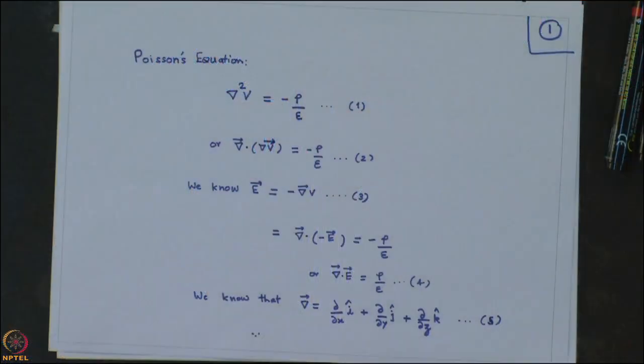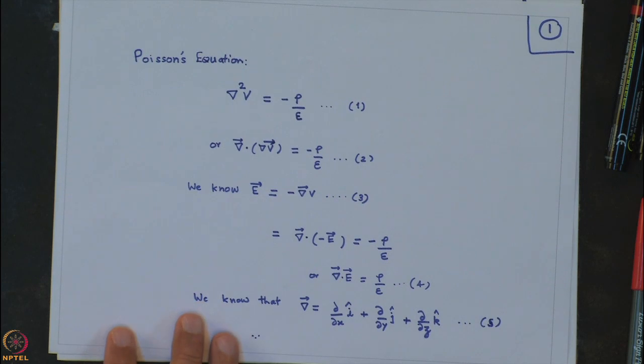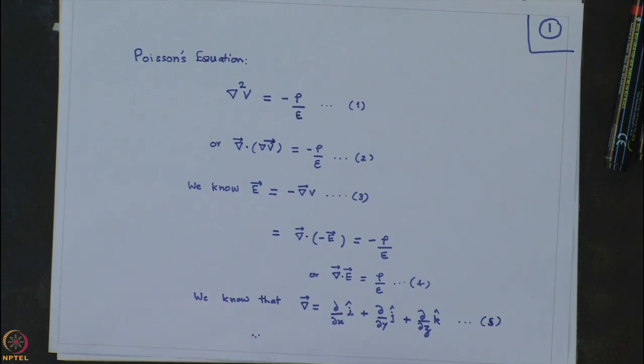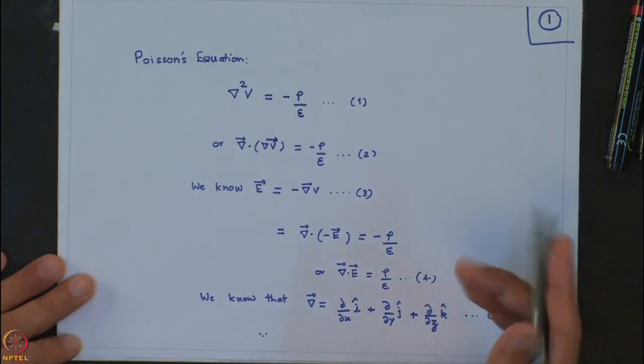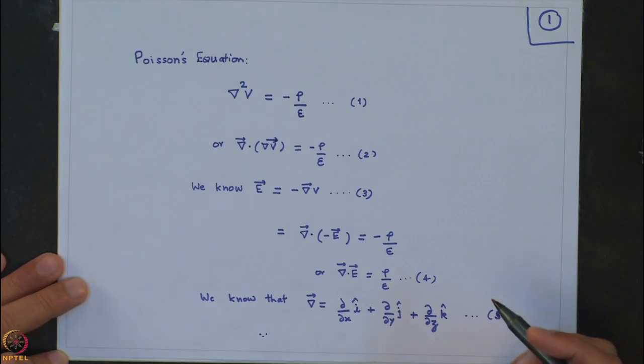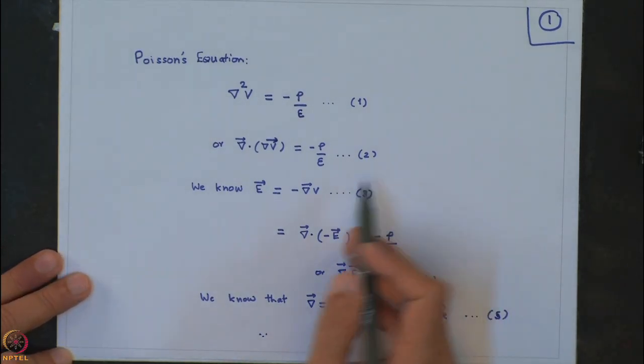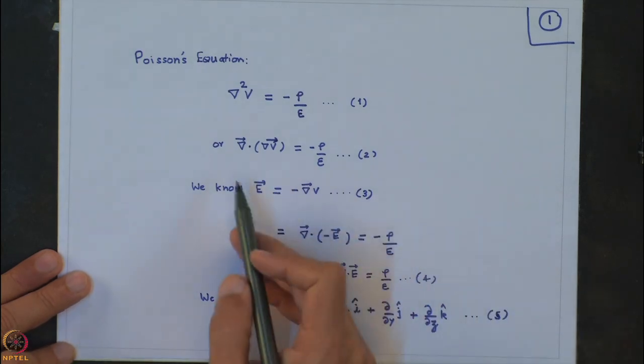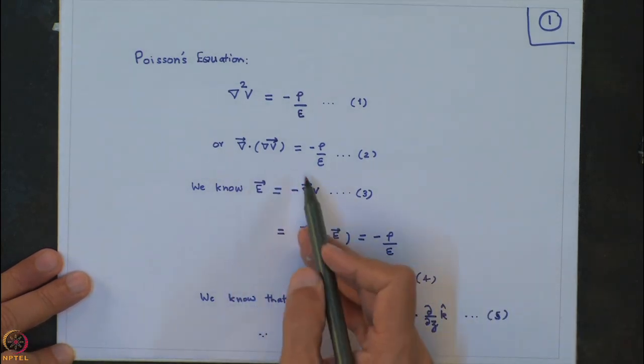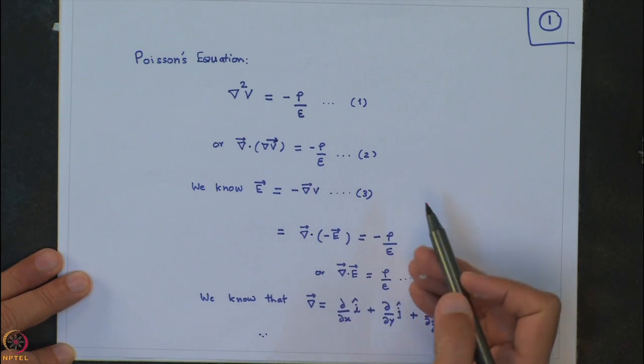We begin with the famous Poisson's equation. As you can see, del square V is equal to minus rho by epsilon is the Poisson's equation, where rho is the charge density. What we have done is write some of these equations beforehand to save time. So, you can see that Poisson's equation may be written as del dot of del V equal to minus rho by epsilon.